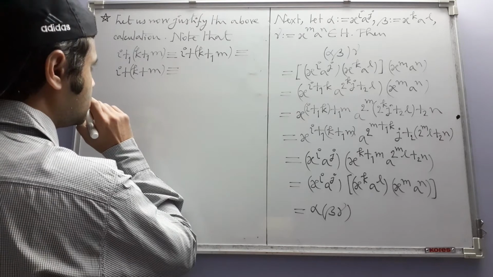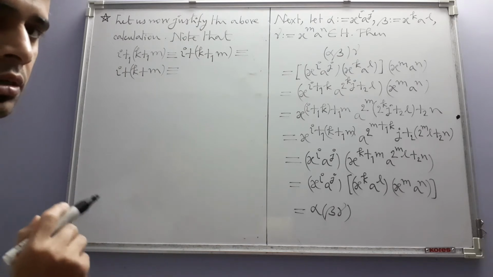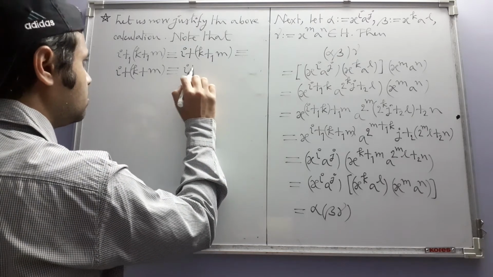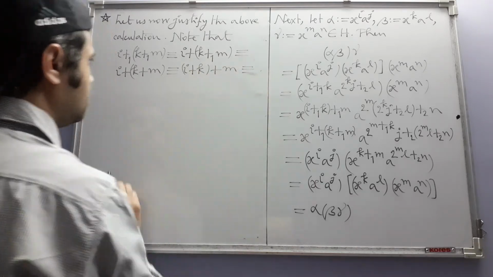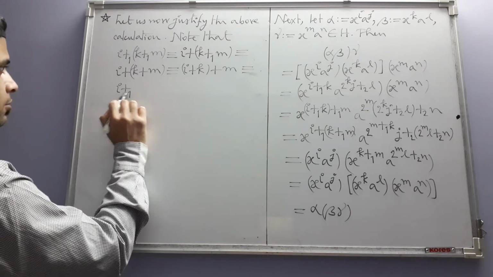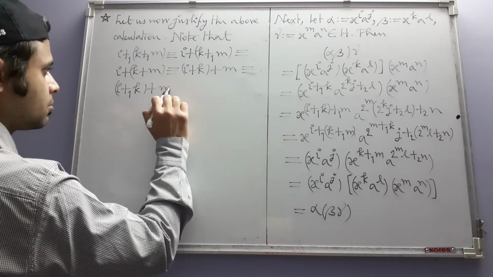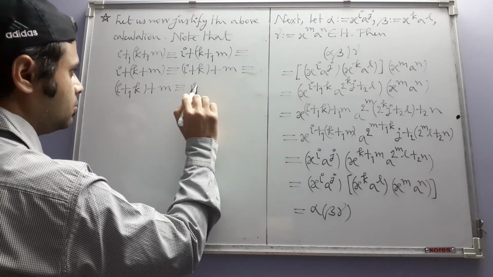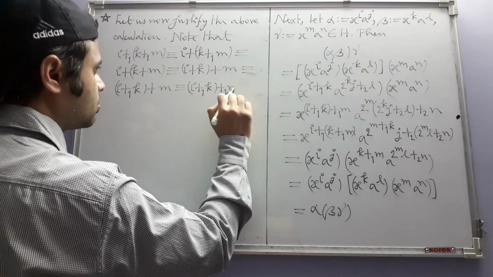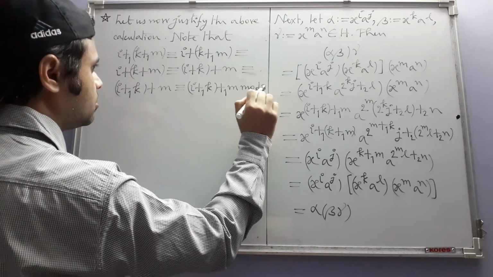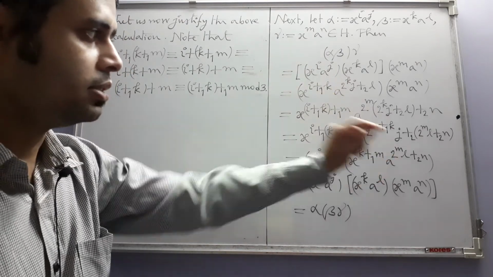Okay. And now since ordinary addition of integers is associative, this is i plus k plus m, which is congruent to (i plus 1 k) plus m, which itself is congruent to (i plus 1 k) plus 1 m mod 3. So there is no problem with this part. Now we come to this part.